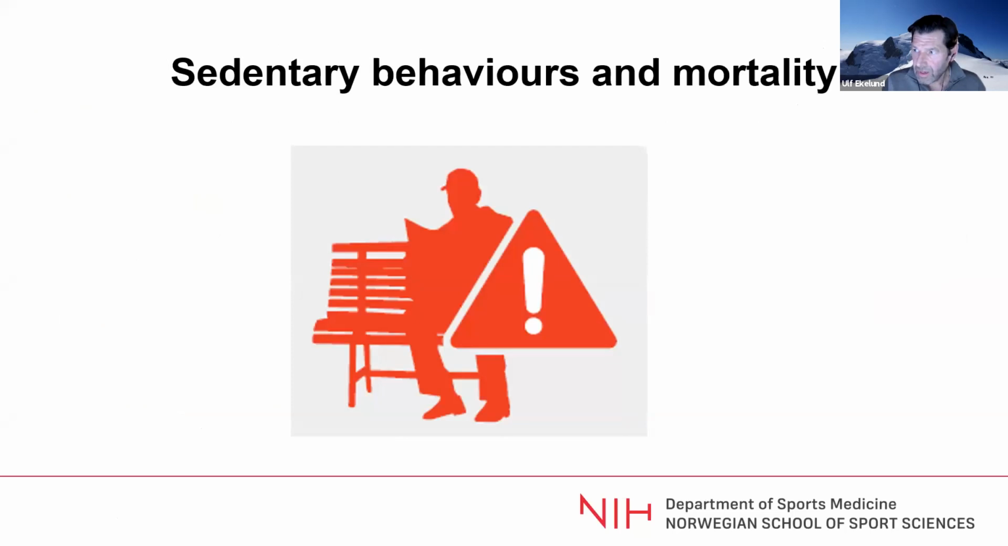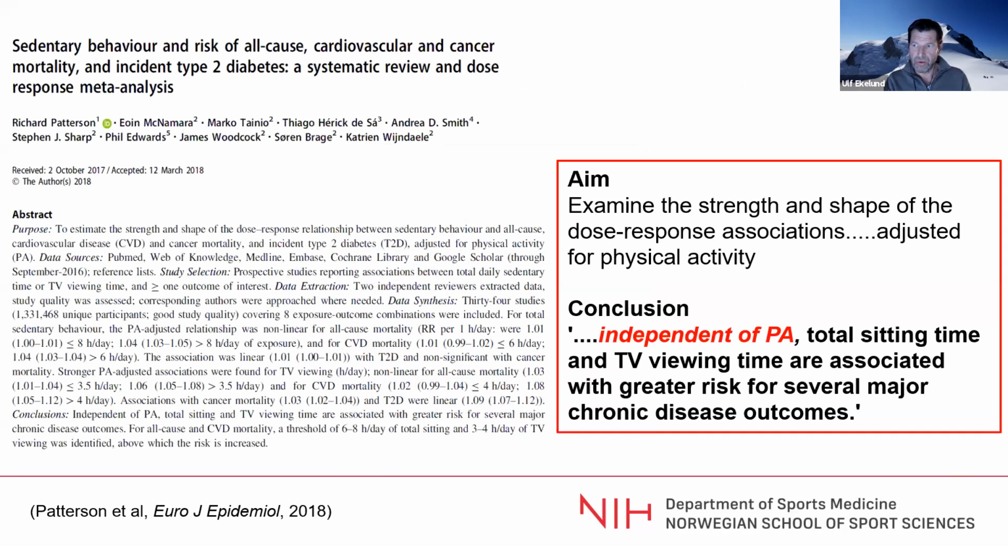So just to give you a little bit of a flavor of those systematic reviews that informed the evidence for these guidelines, I'm going to give you a short overview of some of the studies. We looked at sedentary behaviors and mortality. This is one of the studies we evaluated, a very large systematic review looking at all-cause mortality, cardiovascular and cancer mortality, and incident type 2 diabetes. More than 1 million individuals were included in this systematic review, and the aim of the review was to examine the strength and shape of the dose-response associations between sedentary behaviors and those critical health outcomes. And they also looked at those studies that took physical activity into account.